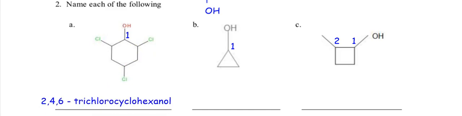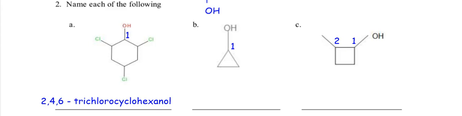Why didn't I put a 1 in this? Because the alcohol takes the priority. So if there's only one alcohol, then it has to be on carbon number 1. Did you hear that? If you have a cyclo, the alcohol has to be on the number 1 carbon, and then the chlorines have to be numbered. So I didn't have to put it there.